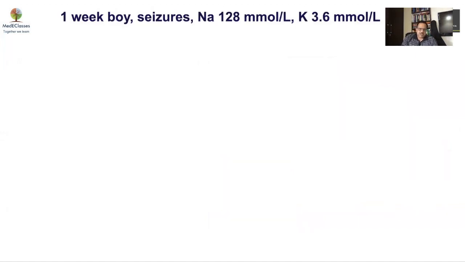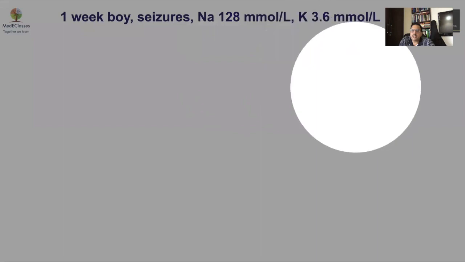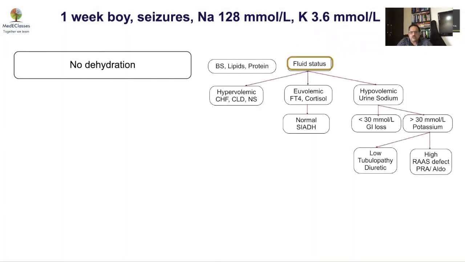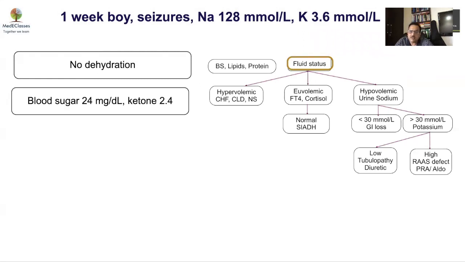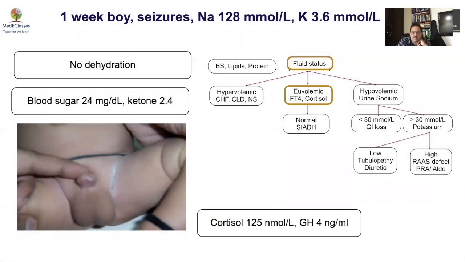A 1-week-old boy with seizures, hyponatremia, and hypoglycemia. So now what we're seeing is sodium is not that low and potassium is normal. So aldosterone deficiency is out. There is no dehydration. So we are looking at fluid status. The child is actually euvolemic, there is hypoglycemia. So this is another clue. There is a ketotic hypoglycemia with hyponatremia. Now if you look at this picture, actually there is a micropenis. So this is a classical picture of hypopituitarism. So euvolemic status with cortisol deficiency, and we found this is a multiple pituitary hormone deficiency in this situation.